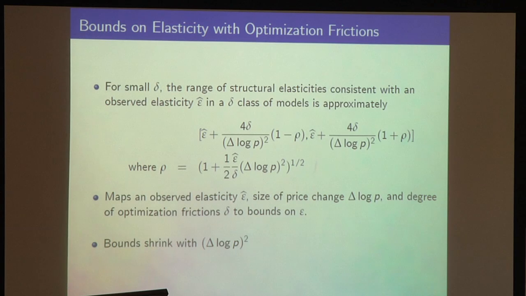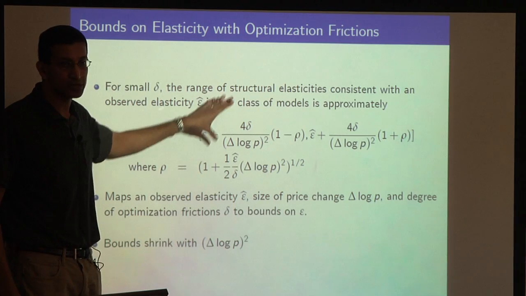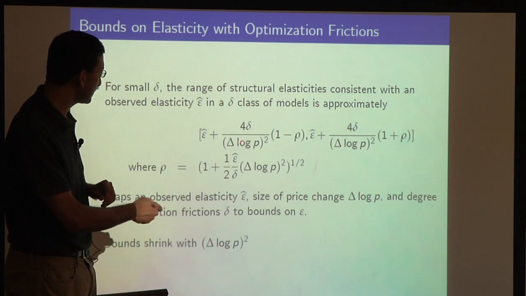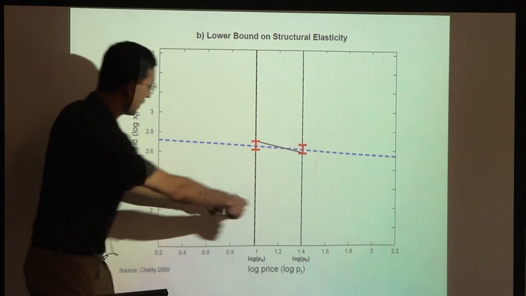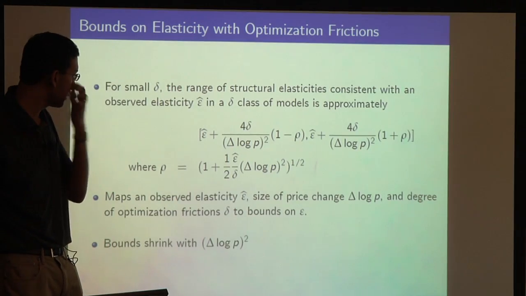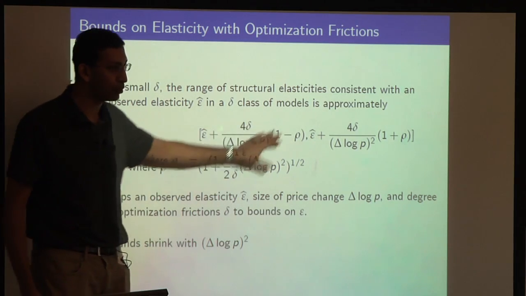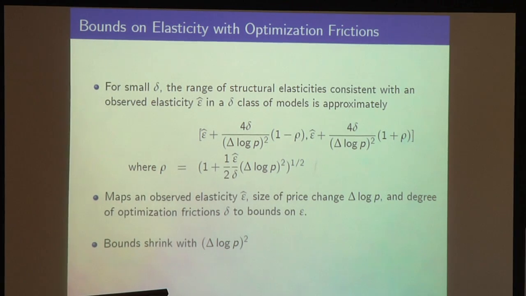Okay, so the point is, you give me an epsilon hat, you tell me what level of frictions you want to allow, and then you tell me the size of the price change that you use for identification. So how big was this price gap that you used to estimate that elasticity? That's the delta log p. And these formulas map to lower and upper bounds on the structural elasticity as a function of those parameters.